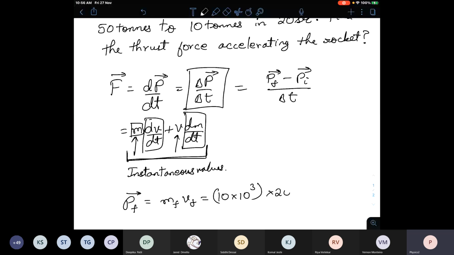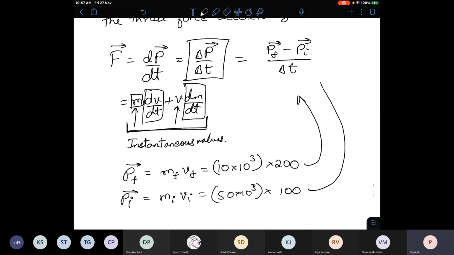So replace these values over here. Again, when you put final minus initial, you will get some answer in negative.